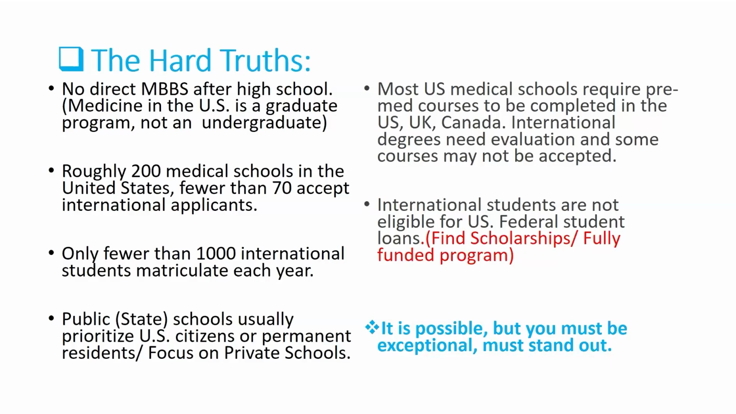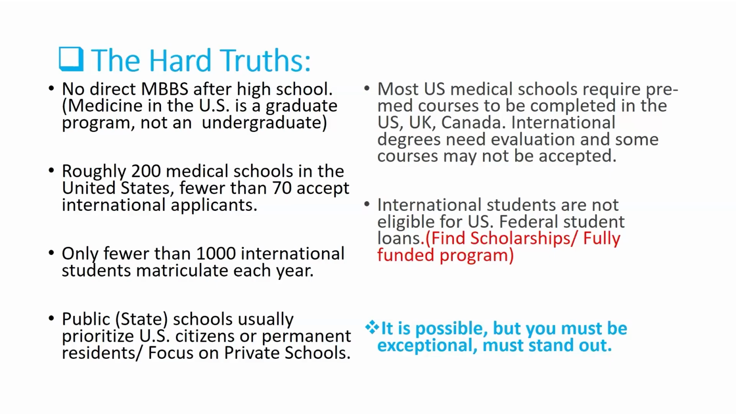So this tells us how competitive and how limited opportunities are for international students. In a year, the total number of international students that are usually accepted is less than 1,000. So yeah, it's very, very competitive. And Africans are not the only people who are applying. There are people from different continents, and only fewer than 1,000 are accepted. So it's very, very competitive.